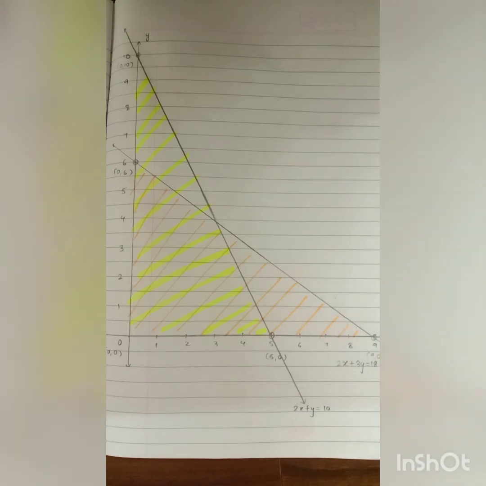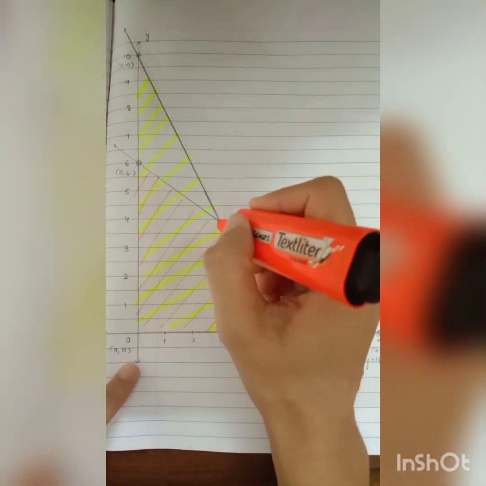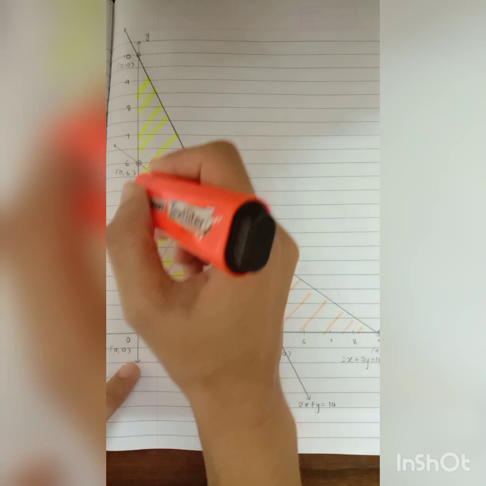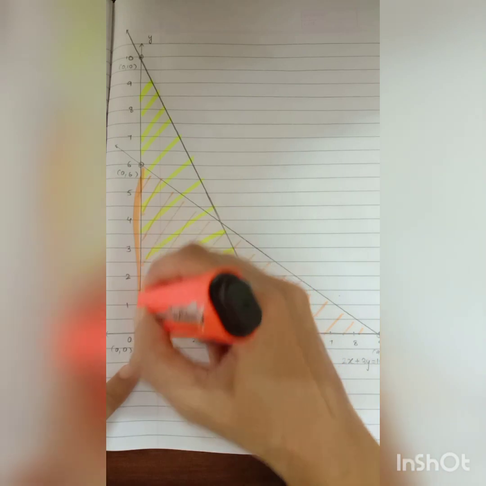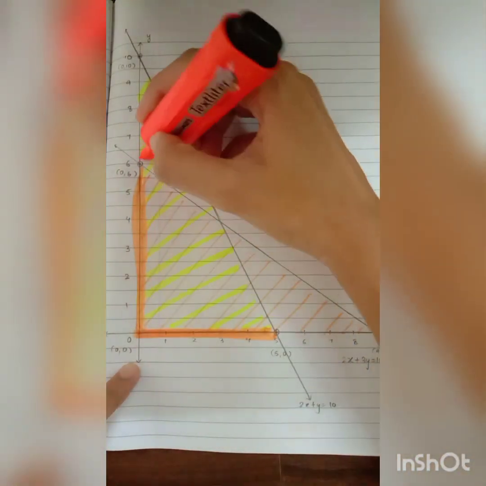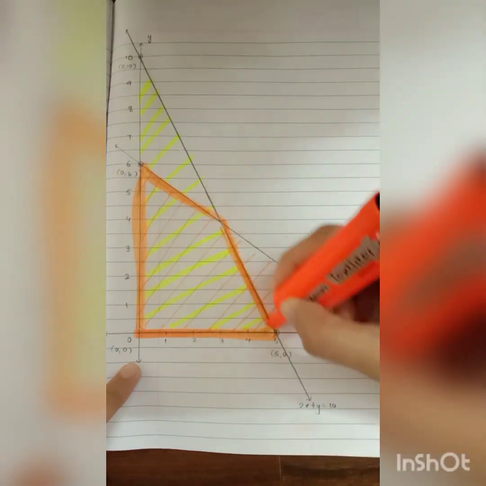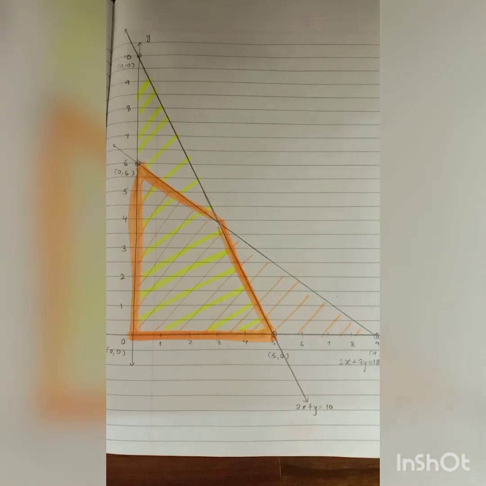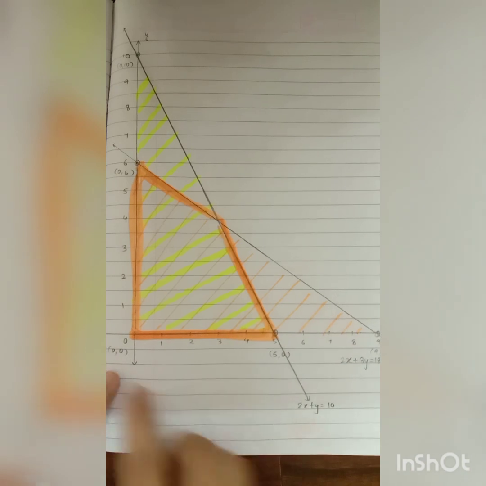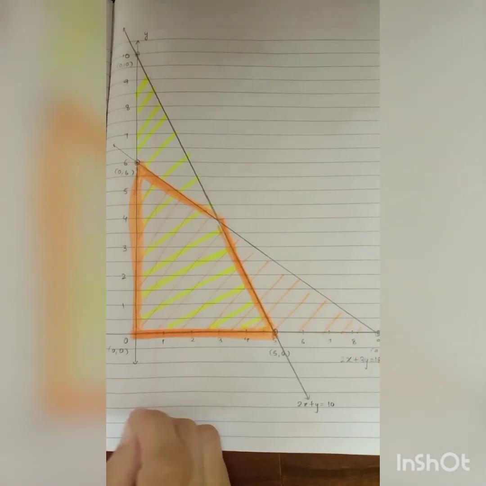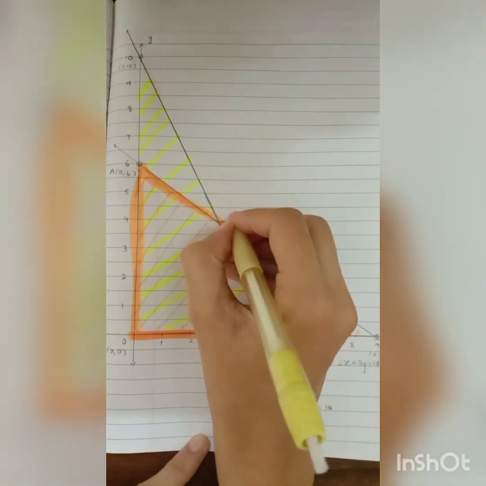Now the common shaded region is 0, 0, 0, 6, 5, 0 and this point. So this is our feasible region. Make it with the dark color. Now we will name the corner points. Let us consider O 0, 0, as well as A 0, 6, B 5, 0 and point C.